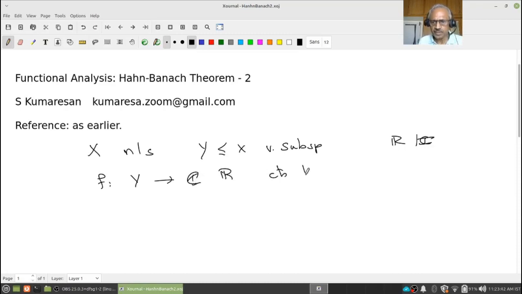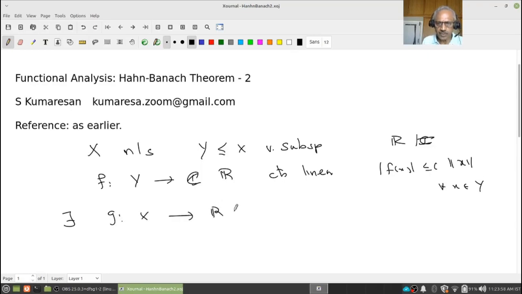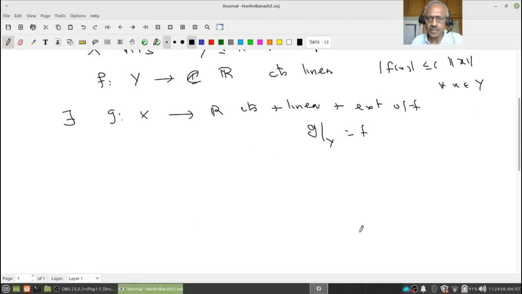Continuous linear functional. That means what? There exists a C such that |f(y)| is less than or equal to C times the norm of y for all y in Y. Okay, then there exists a G from X to R, continuous and linear, and it's an extension of f. That means G restricted to Y is f. Okay, right. This is the Hahn-Banach theorem.